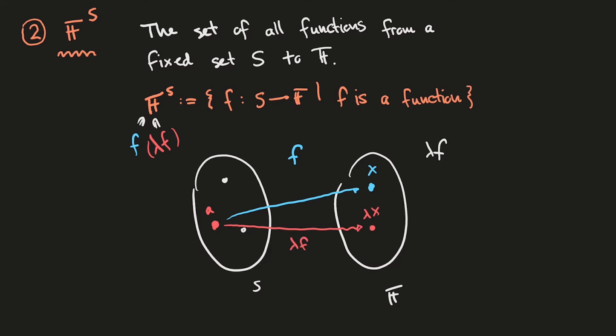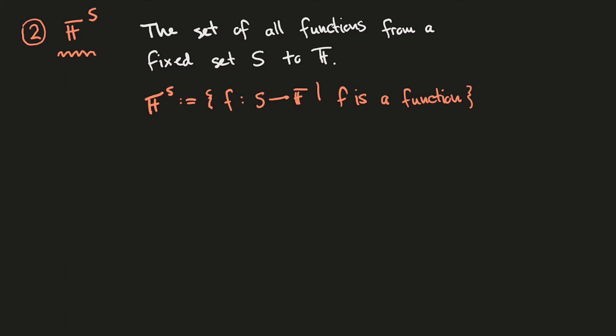So in formulas, this becomes lambda f, our new function, of the element a is defined to be lambda times x, but x is just the image of a under f. So this is lambda times f of a. And as before, this works for each element of S, so we can just repeat this procedure for each element and get a function from the entire set S to F. Let's summarize the results of our discussion.